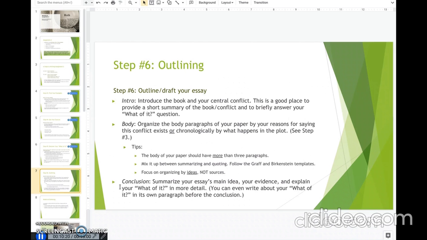So your conclusion, this would be a great place to put your "what of it" in detail to explain why understanding this conflict is significant and important to your reader.